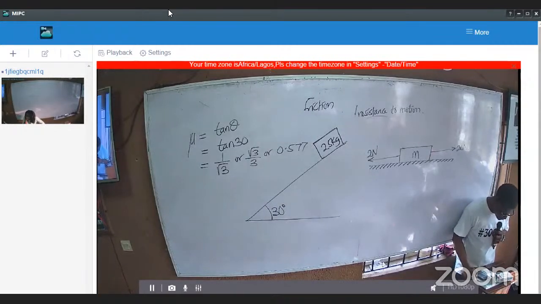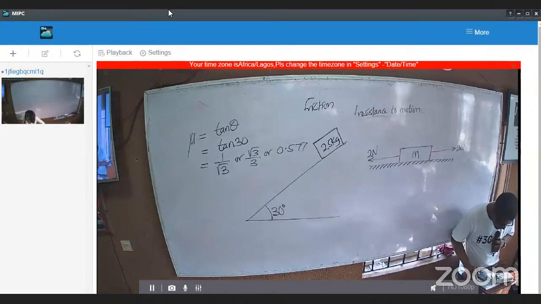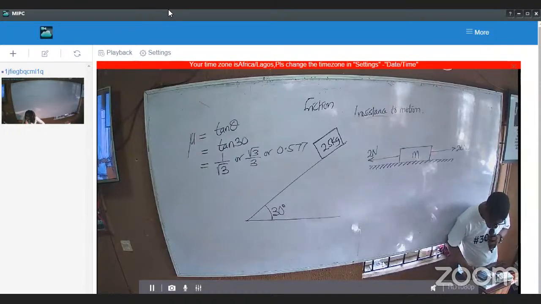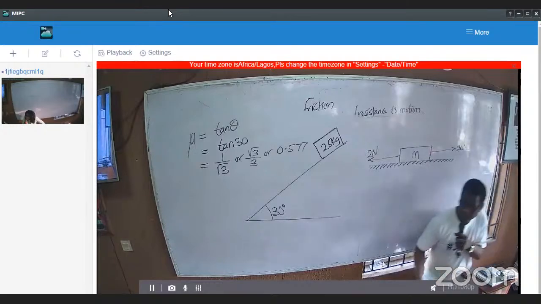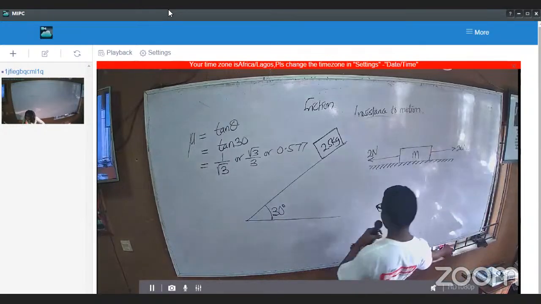Find the mass of the body if it accelerates at 1.5 meters per second squared. That one is very simple.